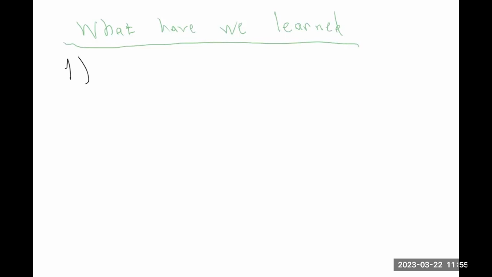Unit cell, maybe. Atomic packing factor. I remembered it again. So unit cell, atomic packing factor. So if you compare the atomic packing factor of FCC, BCC, and HCP, which one is the most dense crystal structure? I think FCC is the most dense. Okay, is it true? Correct.